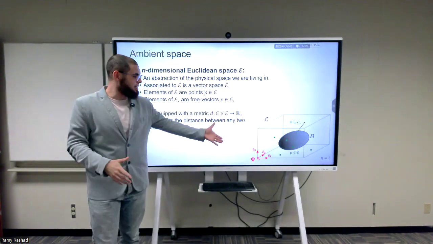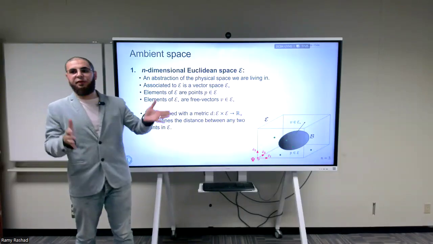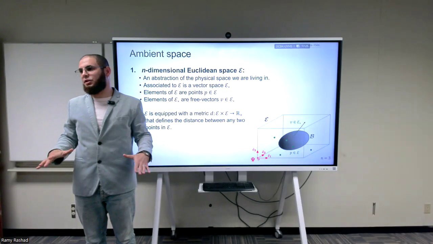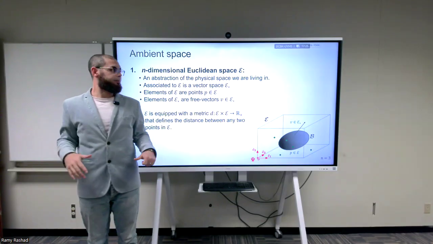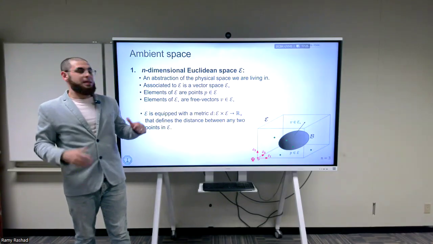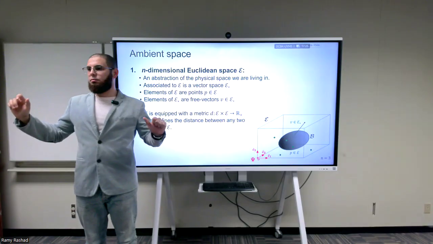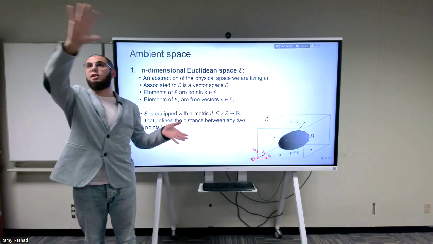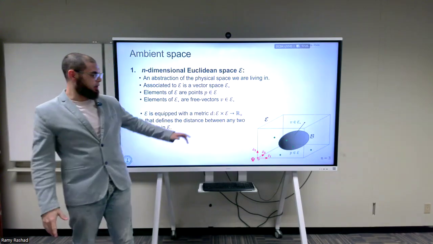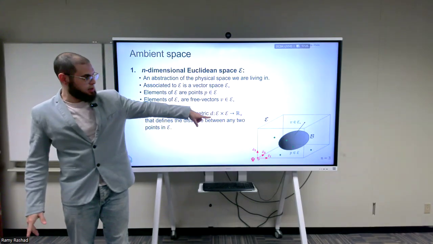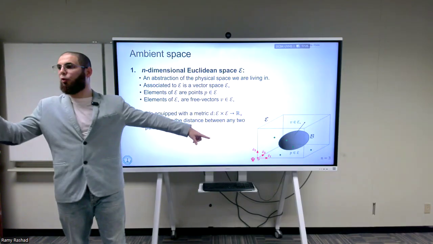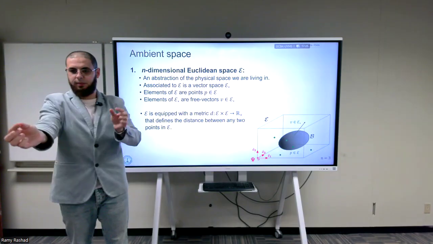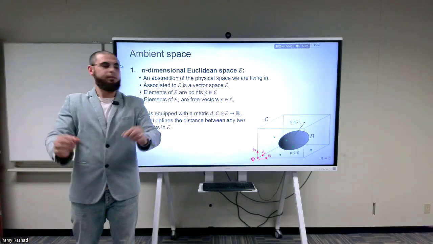It's n-dimensional because it's simply an abstraction of the physical space we're living in. So this is Euclidean three-dimensional space, this room. Mathematically, it's a manifold. What is the set? It's the set of all of the points in here. So you see here, all of the green dots, they are physical points in this Euclidean space. So this is a point, this is a point, this is a point, and this is a point, right?